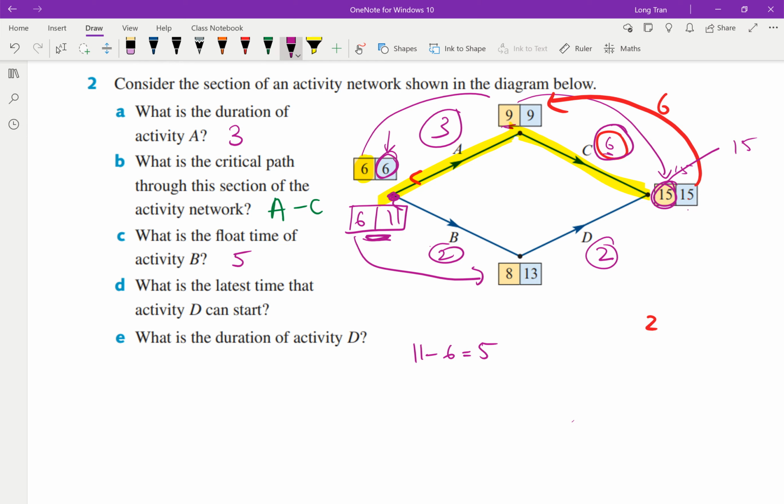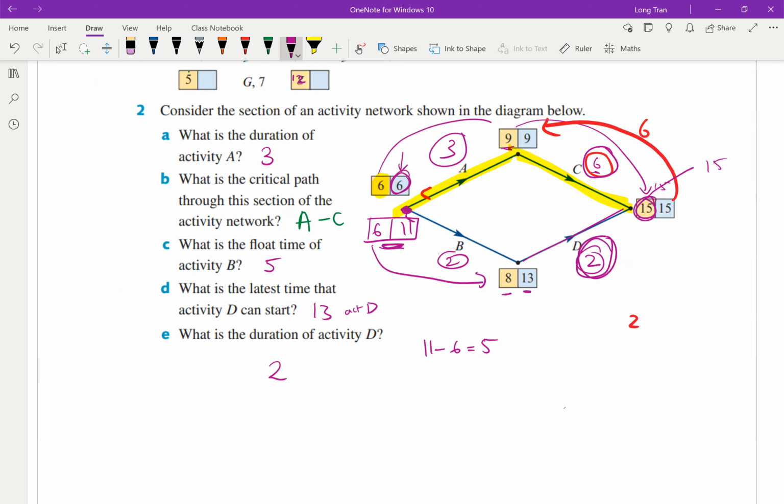Okay, and then what is the latest time that activity D can start? Well, the latest time that activity D can start is right here. This is activity D. So activity D, latest time is clearly 13. So 13 is the latest time for activity D. Okay, so they don't have to start at 8, because 8 plus the 2 gives you 10. They can start at 13 and still finish at 15 on time. Okay, so we know that the latest time for D is at 13. And what is the duration of activity D? Well, we happen to calculate it already. That is clearly 2.